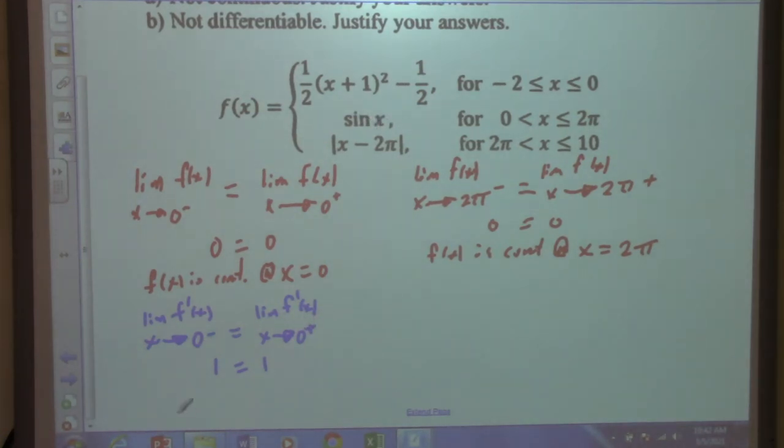So what can we conclude here? It's differentiable. Since the limit as x approaches 0 of f prime of x exists, this is an existence thing, we know that f of x is differentiable.